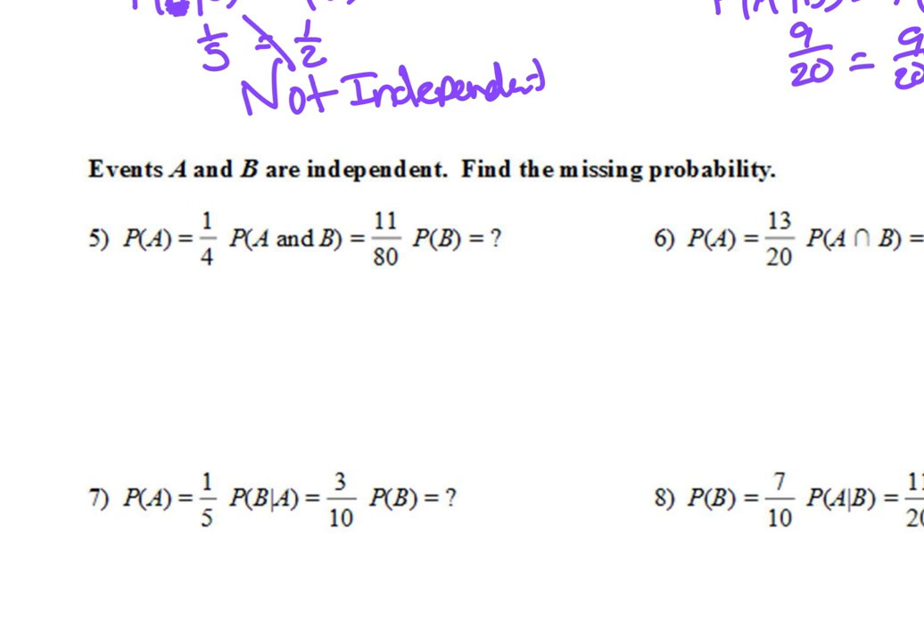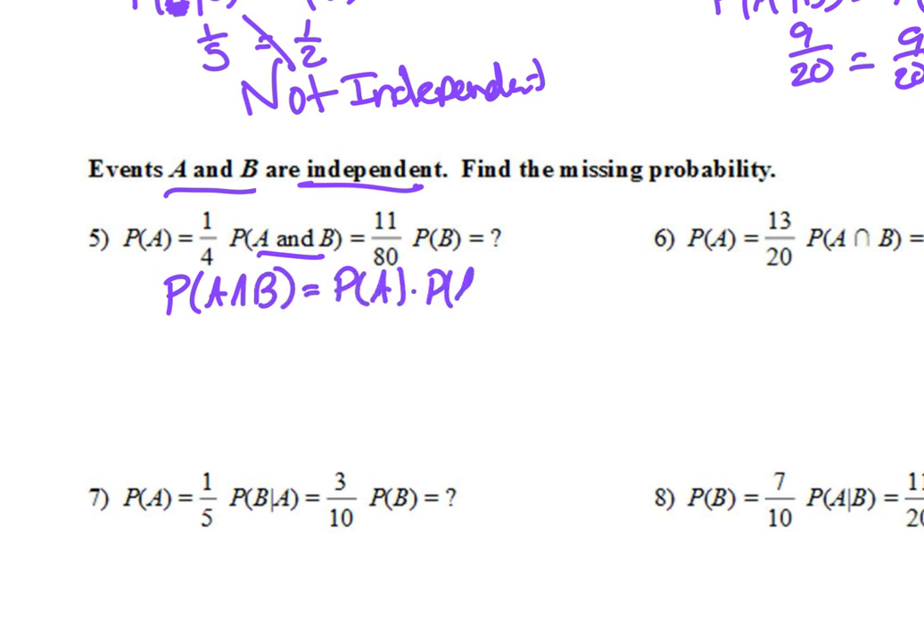An alternative way we can use this is if you're told A and B are independent. If you know they're independent already, then you know you can use those formulas to find other things. If they're independent, I know that the probability of A and B is equal to the probability of A times the probability of B. So I know that 11 over 80 is equal to 1/4 times the probability of B, which I'm going to call X right now.